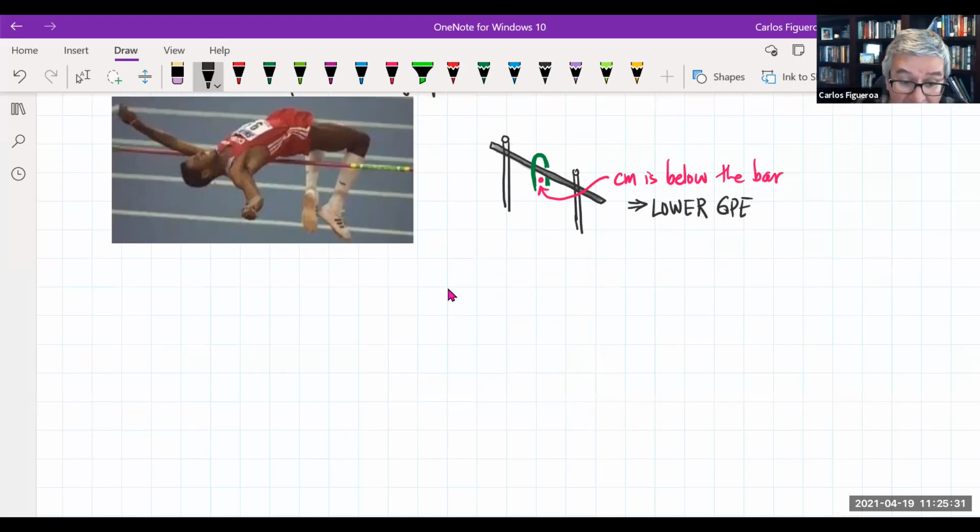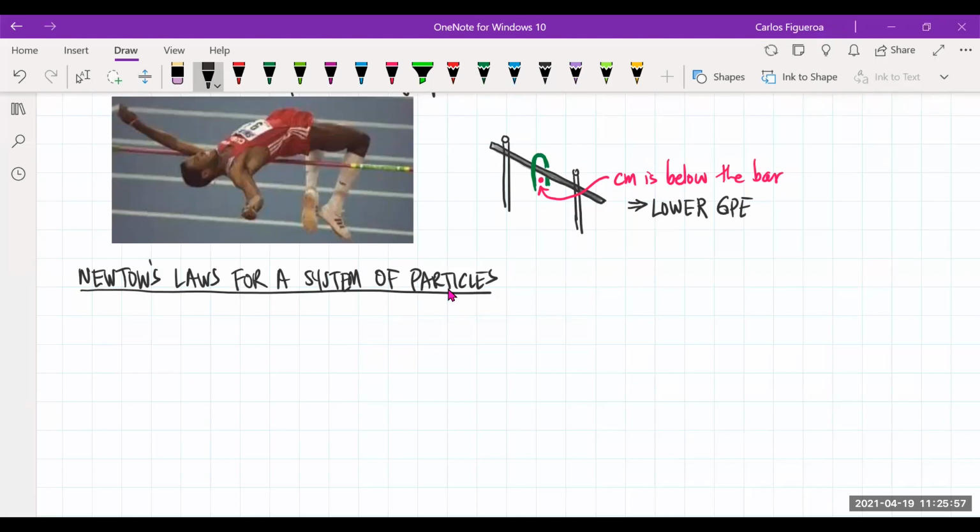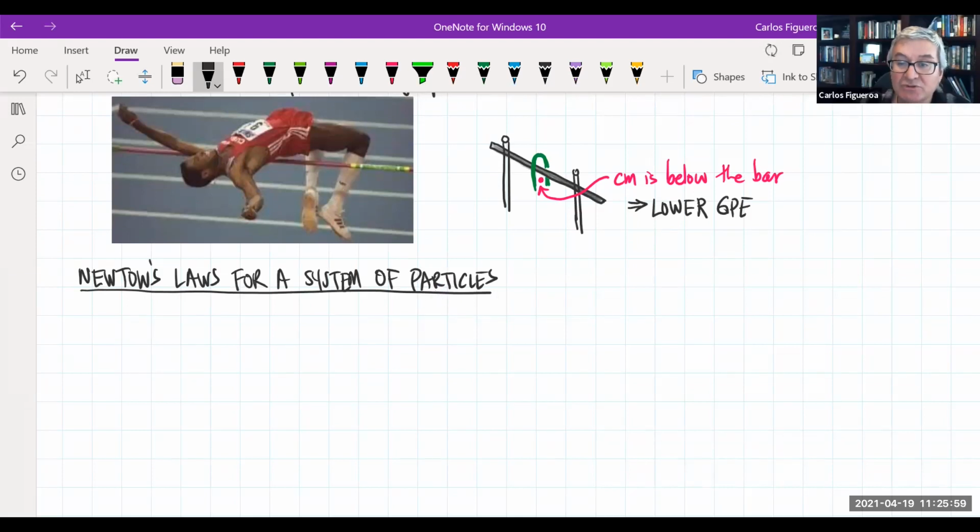But what we're after now is that we now want to go into Newton's laws for a system of particles. A system of particles. Hey, Carlos. This is where it's the most interesting.